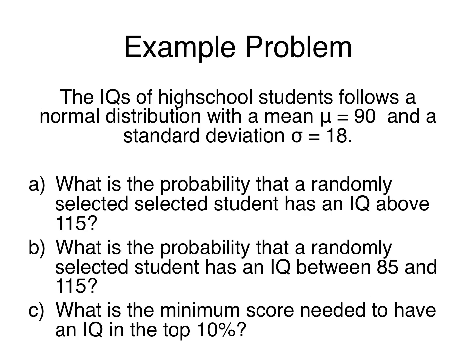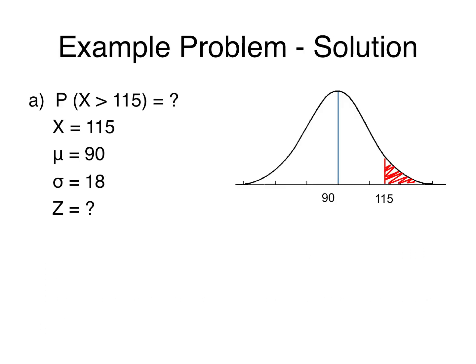So here's an example problem. The IQs of high school students follow a normal distribution with a mean of 90 and a standard deviation of 18. What is the probability that a randomly selected student has an IQ above 115? What's the probability that a randomly selected student has an IQ between 85 and 115? And what is the minimum score needed to have an IQ in the top 10%? So we write out all our knowns.